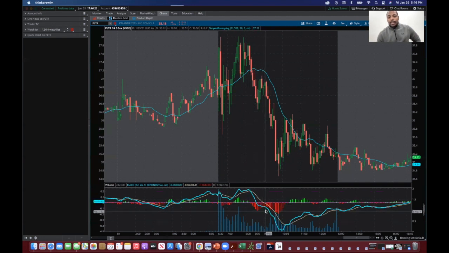And look, it did not stop. There was no cooling off. It just kept going down and down and down. So this shows me that the buyers got hijacked. There was no more for the buyers. The sellers took completely over. And this is what the MACD helps us to understand.